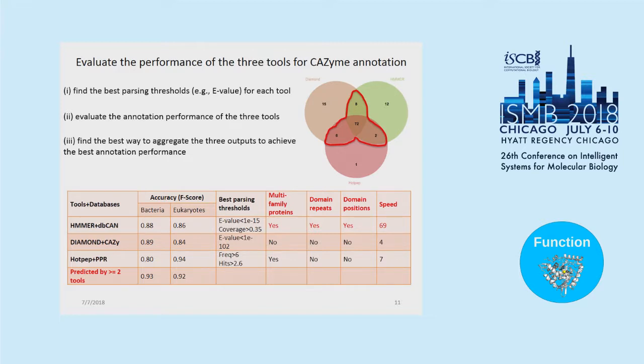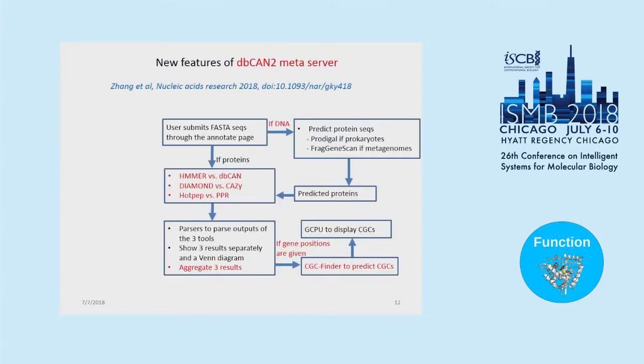However, as I mentioned, dbCAN is built on those signature domains, so it has an obvious advantage, which is that it can be used to annotate multi-domain proteins, especially when you have multiple CBM repeats. We can report those repeats and also their locations. But for the other two methods, it is very difficult to get that information.